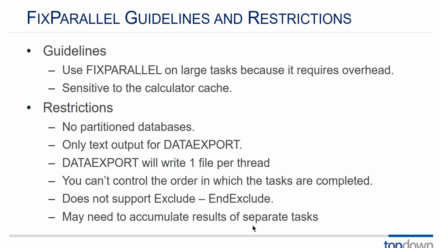It doesn't support exclude and end exclude, and you may need to use an accumulation feature. For example, if you create your tasks across northwest, east and north, south, east, and west, and then you create the tasks across those, you may need to accumulate those four regions after you do the fixed parallel.